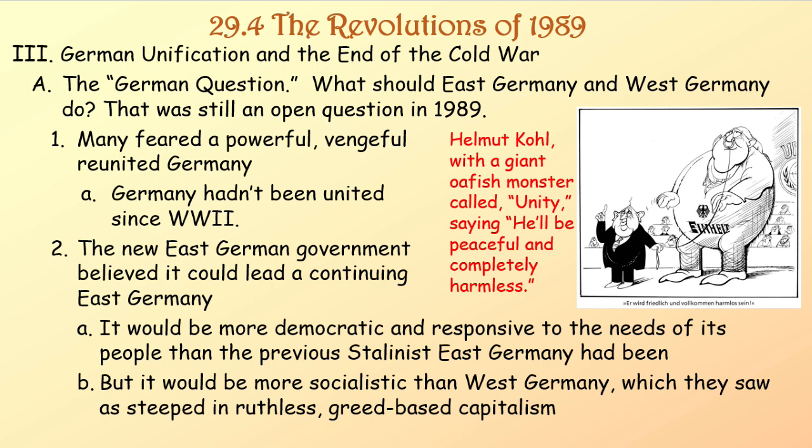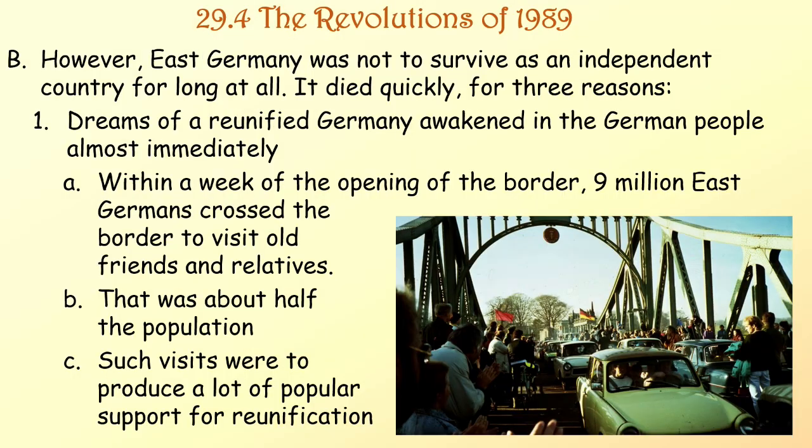The new East German government believed that it could lead a continuing East Germany. It would be more democratic and more responsive to the needs of its people than the previous Stalinist East Germany had been. But it would be more socialistic than West Germany, which they saw as steeped in ruthless, greed-based capitalism. However, East Germany was not to survive as an independent country for long at all. It died quickly for three reasons.